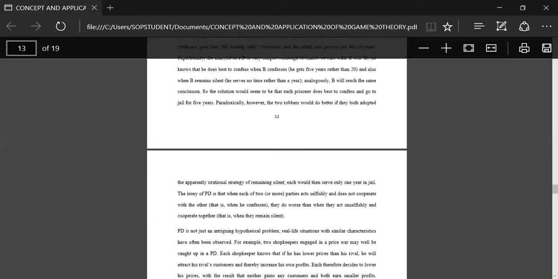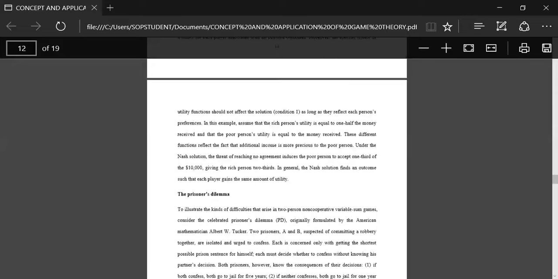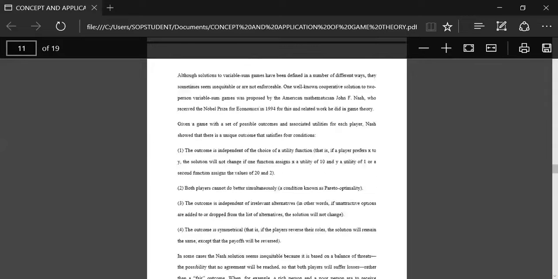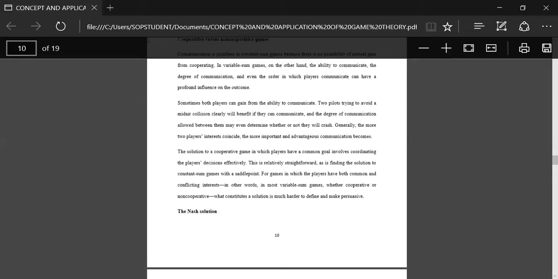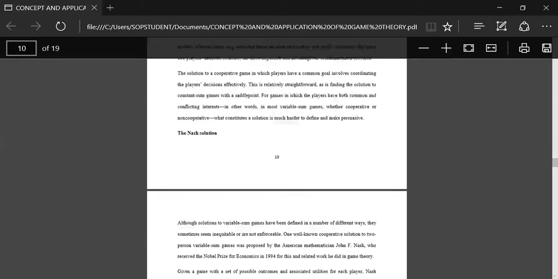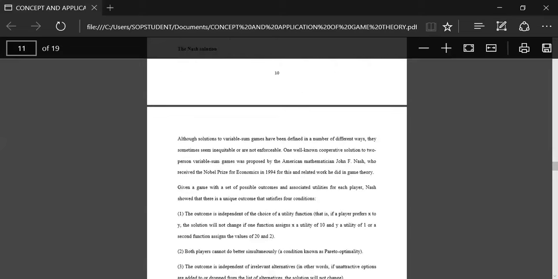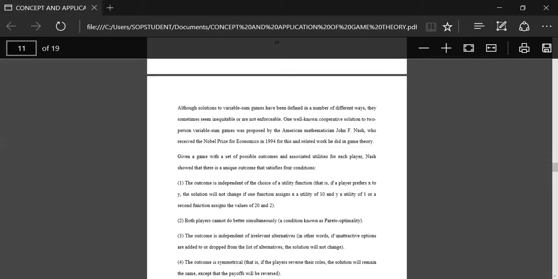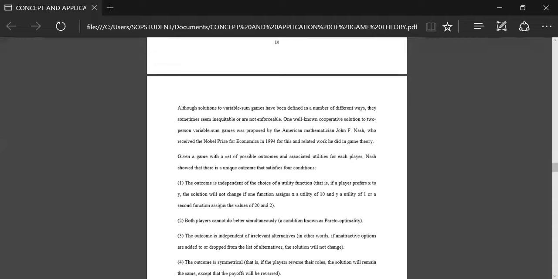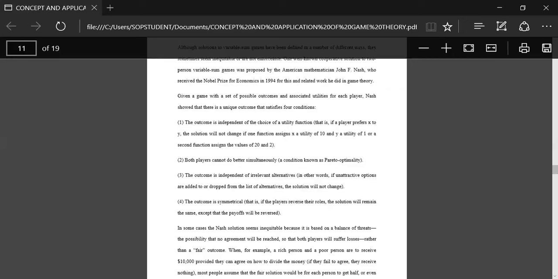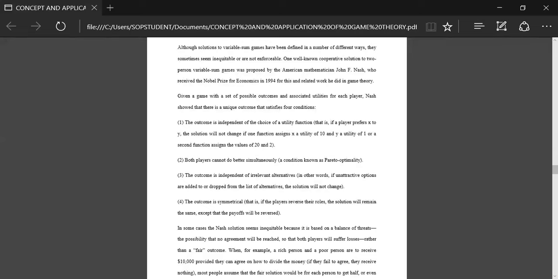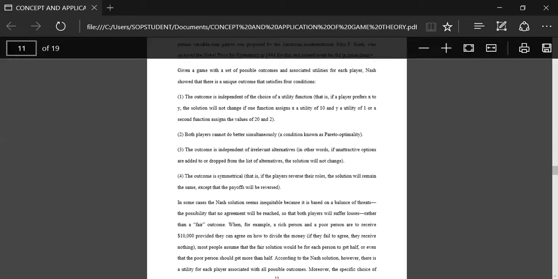Then we have the Nash equilibrium. The Nash equilibrium was proposed by John Nash. It describes an outcome where no player benefits by changing their strategy unilaterally. This strategy is used in negotiation and for resource allocation.